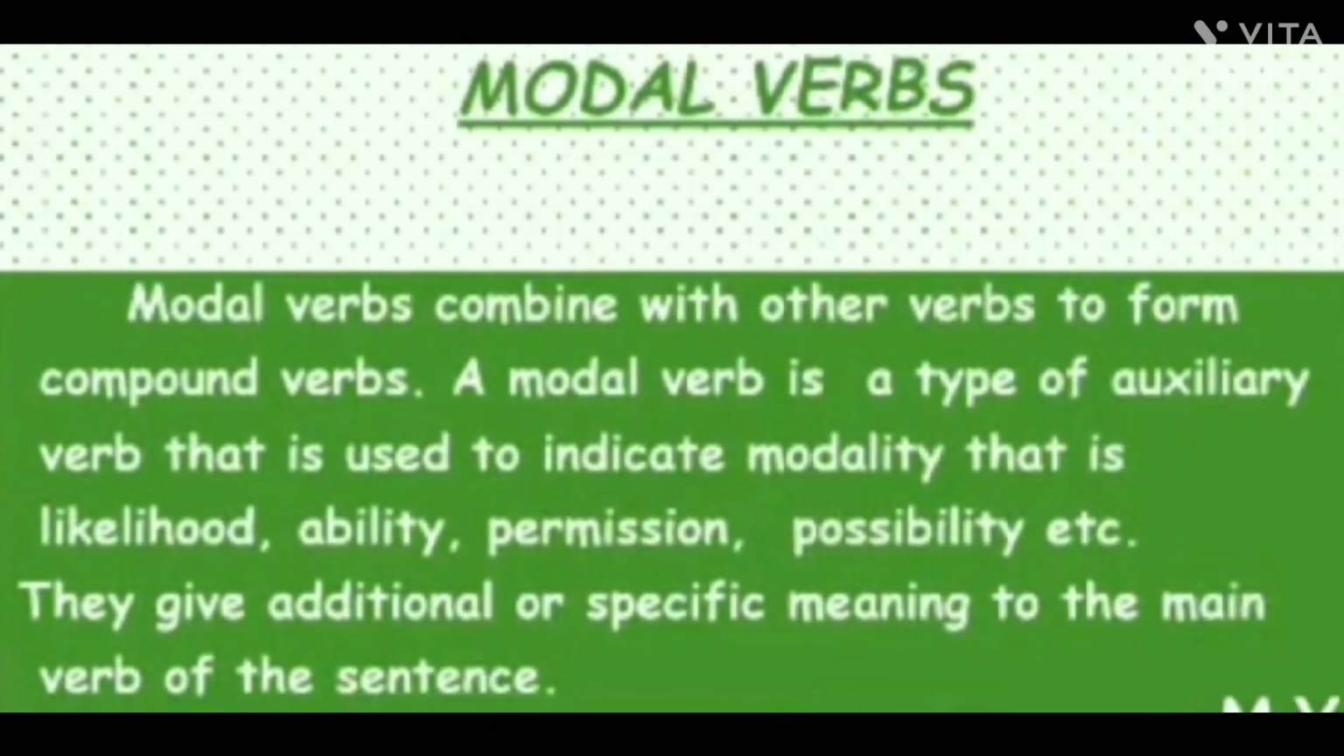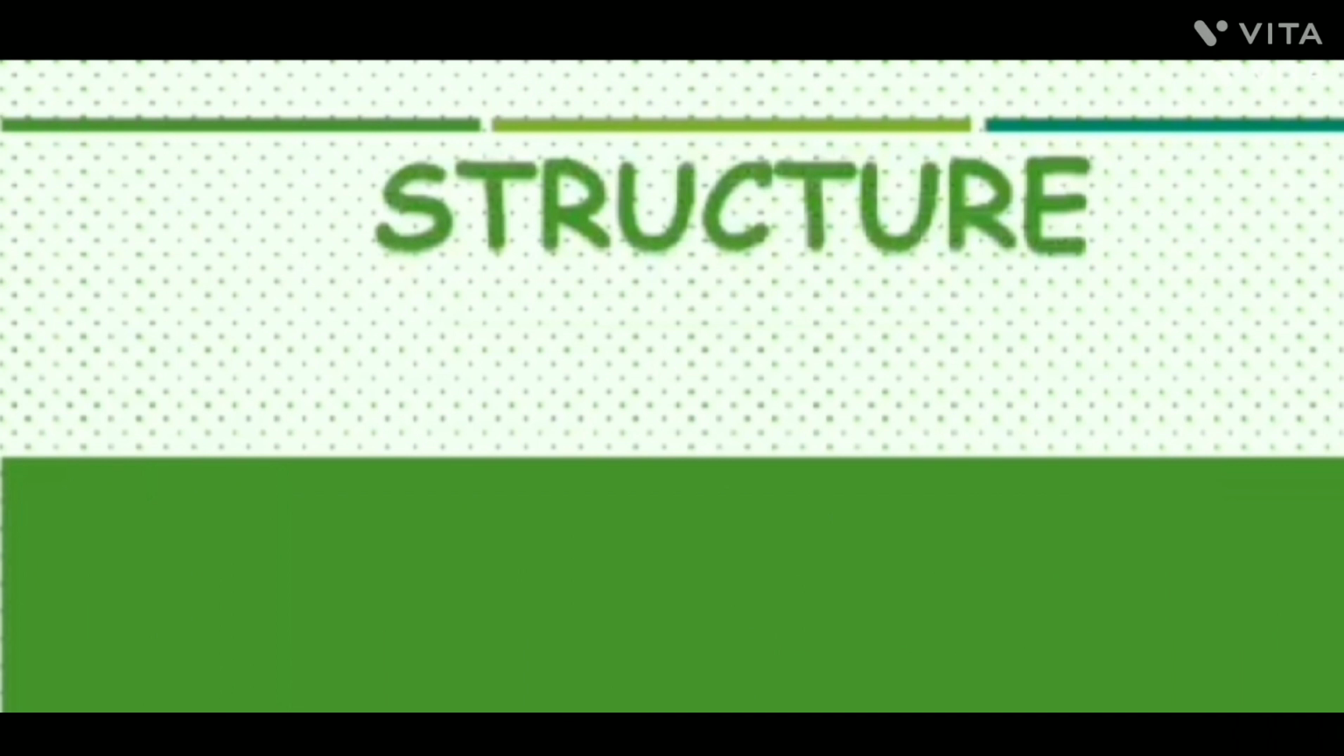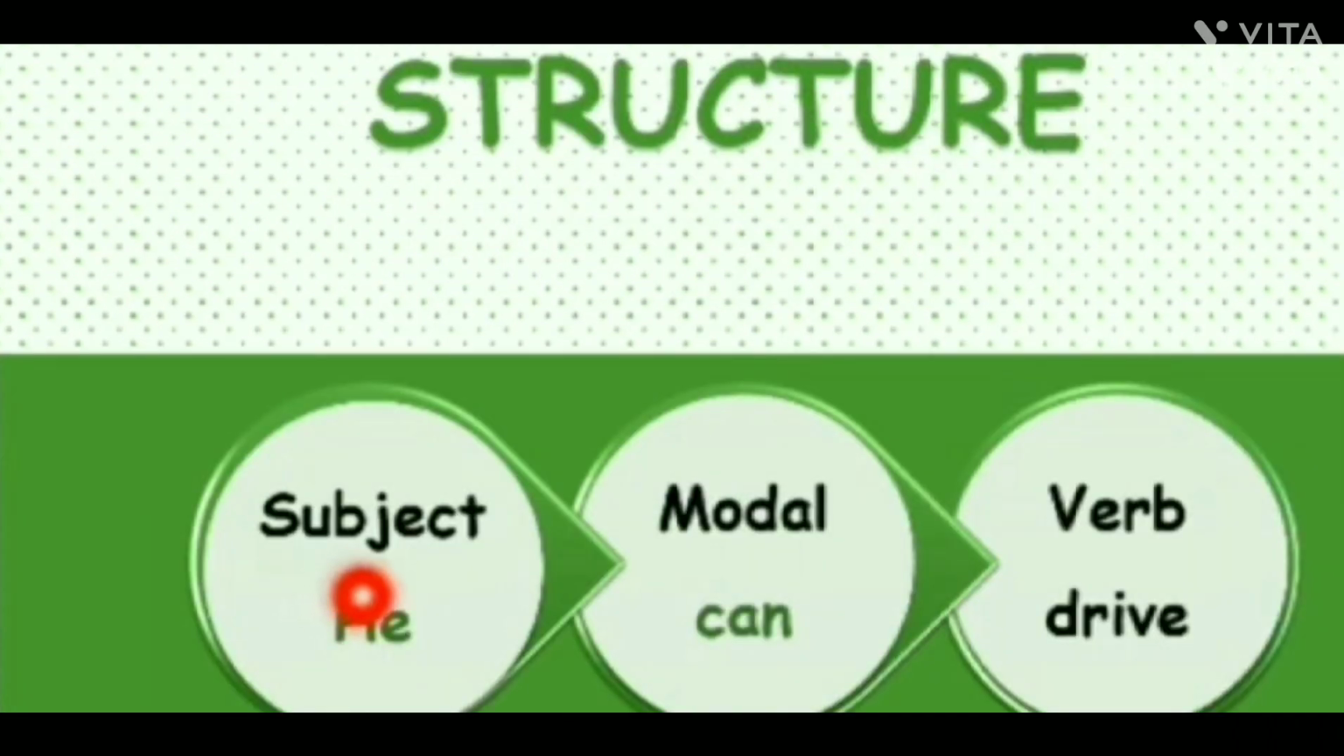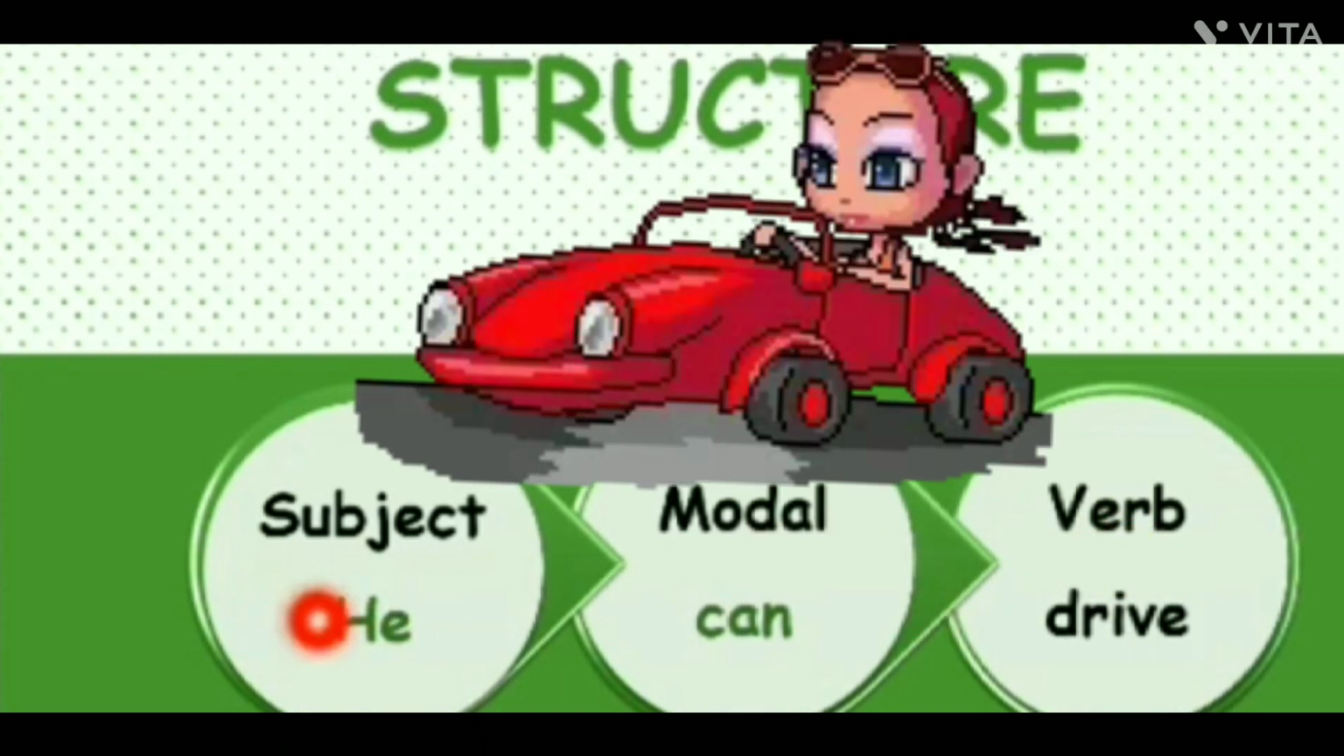What are modal verbs? Modal verbs combine with other verbs to form compound verbs. A modal verb is a type of auxiliary verb that is used to indicate modality, that is, likelihood, ability, permission, possibility, etc. They give additional or specific meaning to the main verb of the sentence. Structure: subject plus modal plus verb. Let's see an example. He can drive.